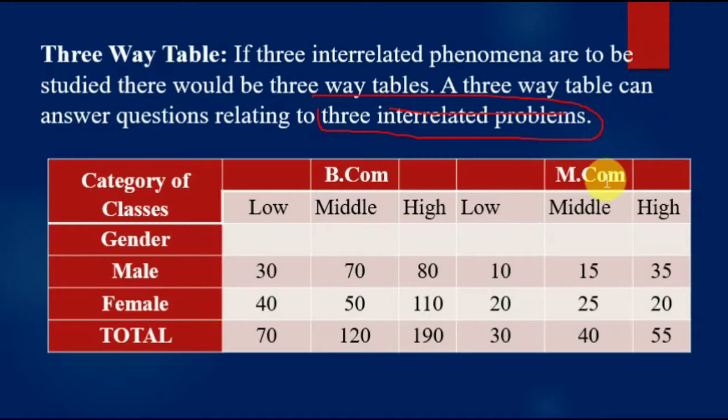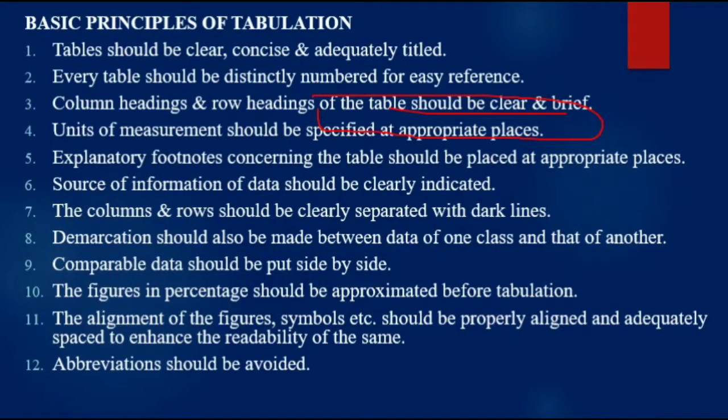Now, an important aspect: we are going to learn some of the basic important principles of tabulation. This is very important. Of course, it is very common, but not everyone knows these basic principles of tabulation. Let us take a brief look at all these principles. The table should be very clear, concise, and adequately titled. There should be a distinct number for each reference. Column headings and row headings should be recorded. The unit of measurement should be specified at appropriate places, not here and there. An explanatory footnote should be given at the bottom, and again, the source of information, where we got the data.